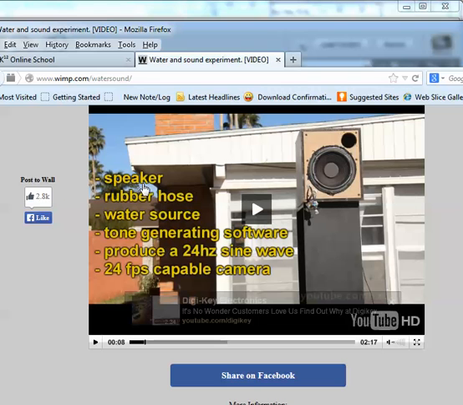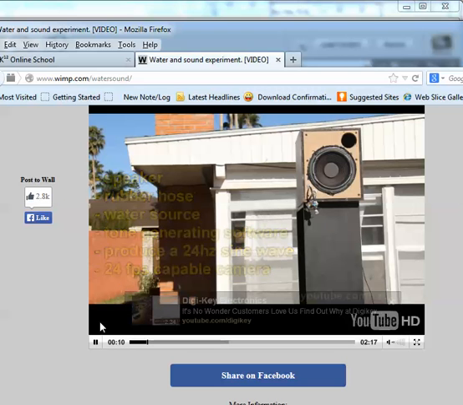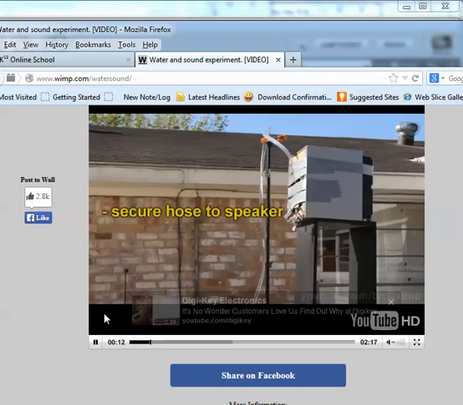Look at what they're doing here. They're taking a speaker and some rubber hose, and they're going to secure the water source, and they're going to make a tone generating software that'll produce a 24 hertz sine wave. That's a 24 frames per second capable camera, that's what they're using there. So you got to watch what goes on with this water when they do it.